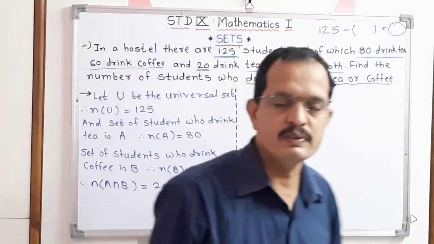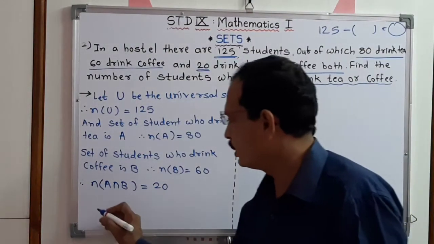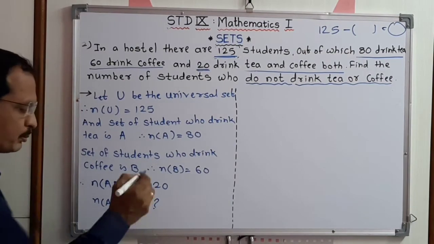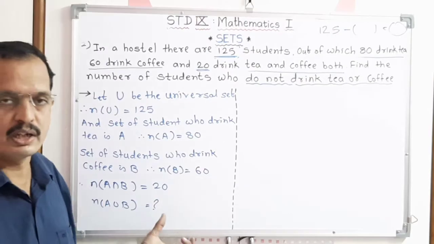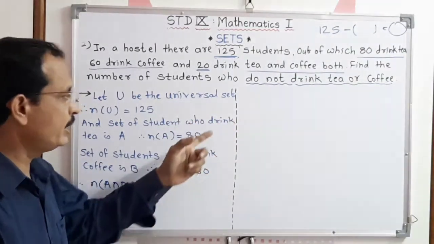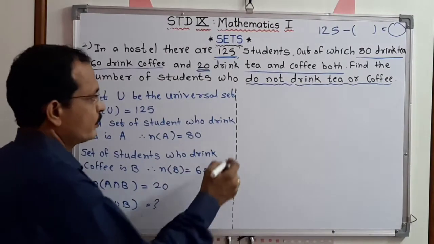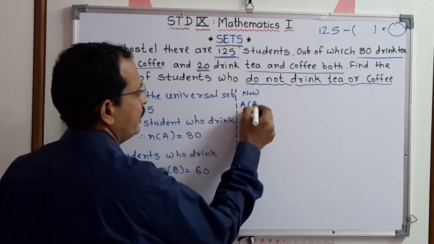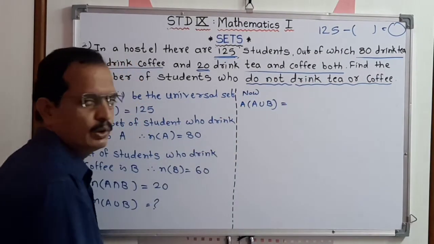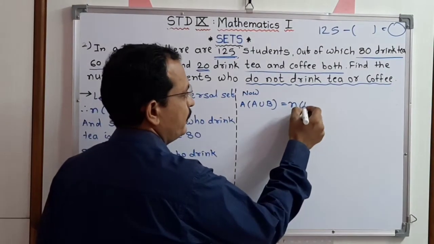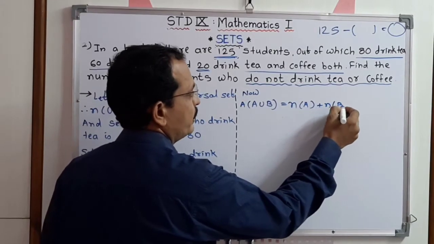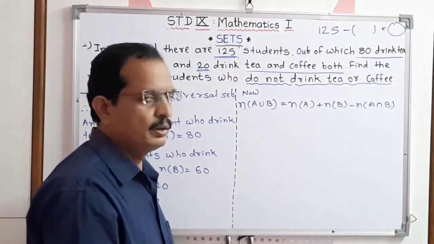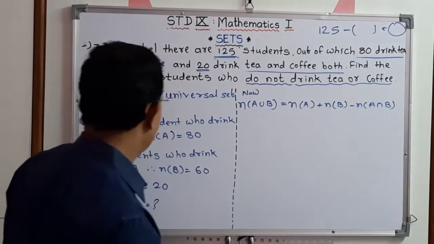Now, dear student, from this information we have to find out the number of A union B. The number of A union B means the students who drink tea or coffee. First of all, we have to use the formula: number of A union B is equal to number of A plus number of B minus number of A intersection B. Now we have to substitute the values.